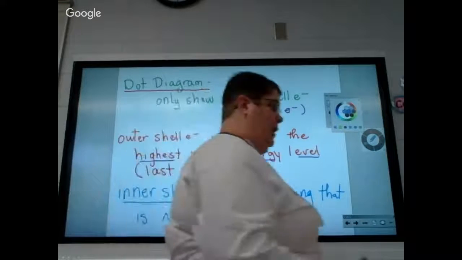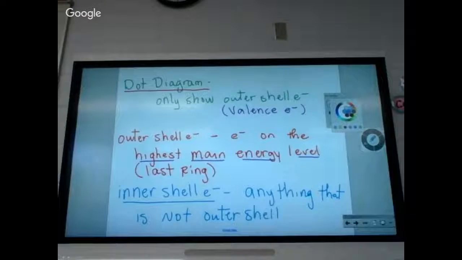Anything that's not the outer shell is the inner shell, because the outer shell is one energy level. The inner shell could be one ring, could be two rings, could be three rings, could be four rings, could be any number of rings. It just depends on the atom you're looking at.